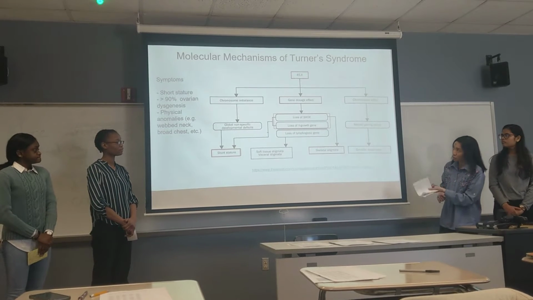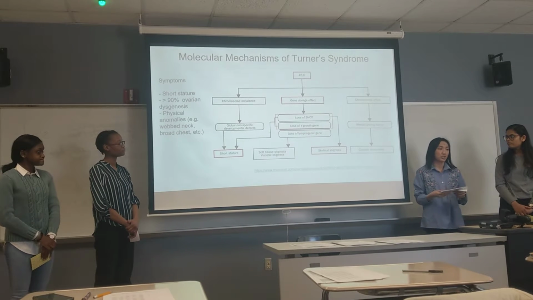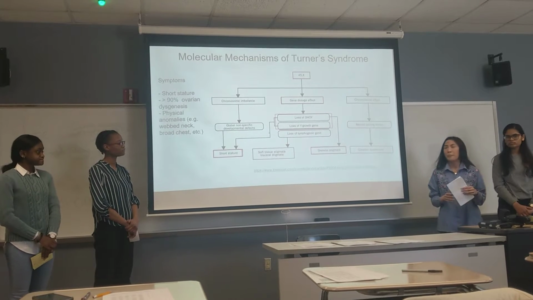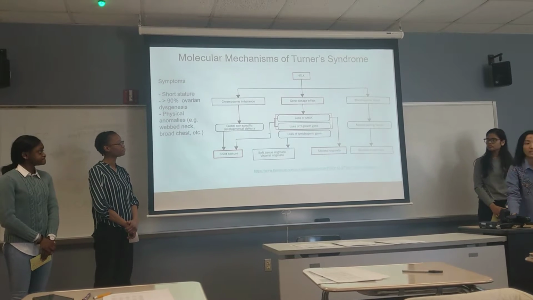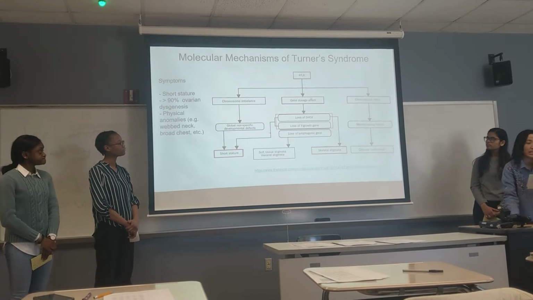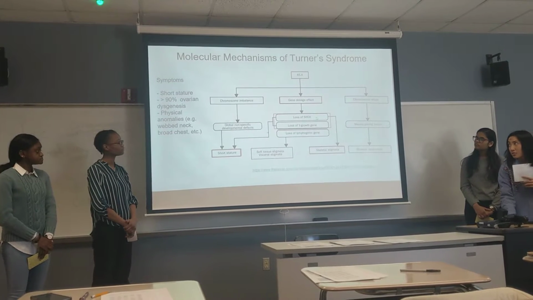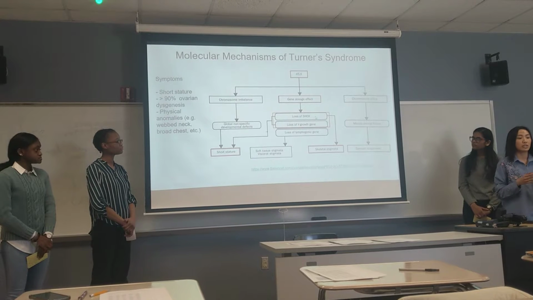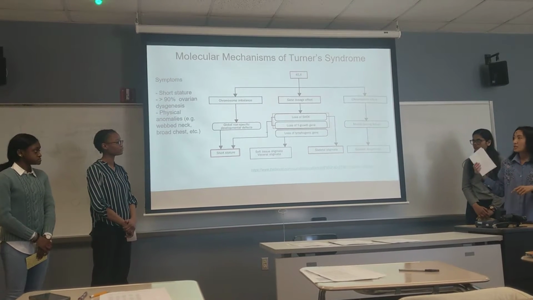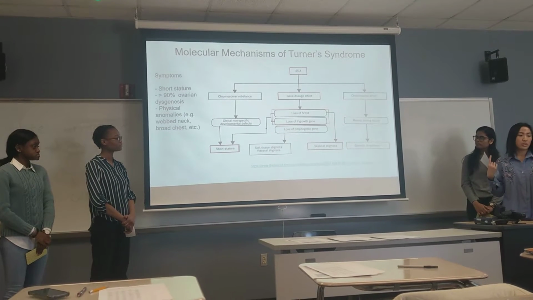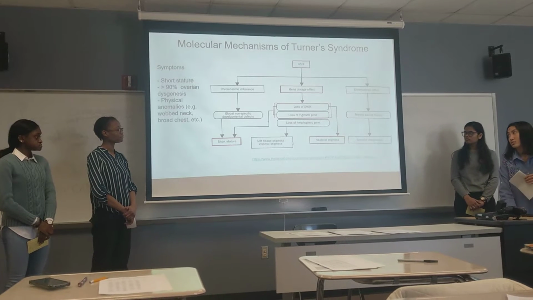So this flow chart that we have here is a molecular mechanism of Turner syndrome. The most important information we highlighted here is gene dosage effect, and gene dosage effect can cause a loss of the SHOX gene, which is basically the short stature gene, as well as the loss of the Y growth gene. So these two genes can affect short stature and skeletal stigmata.